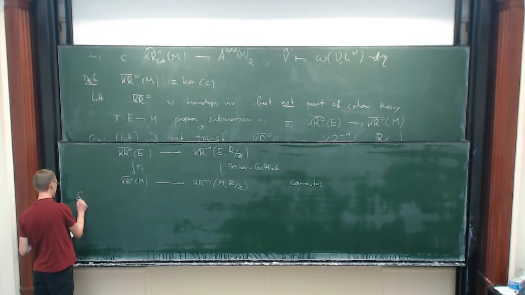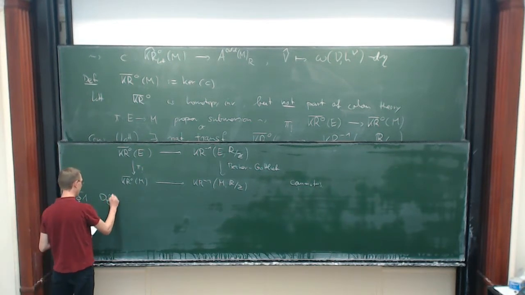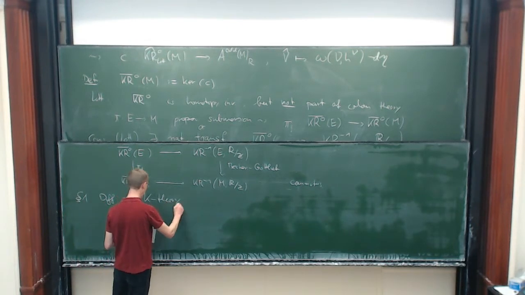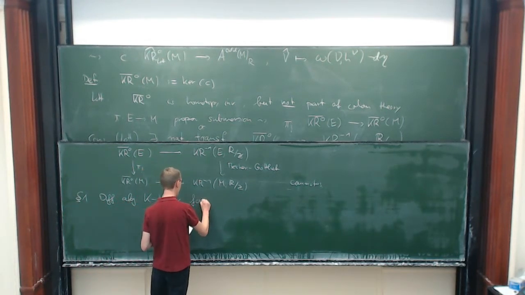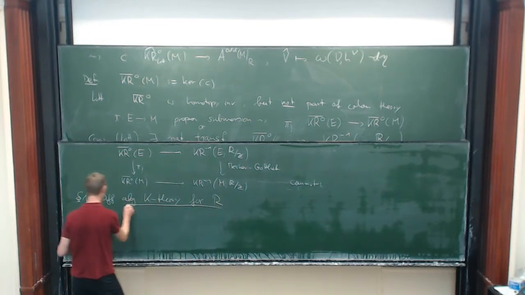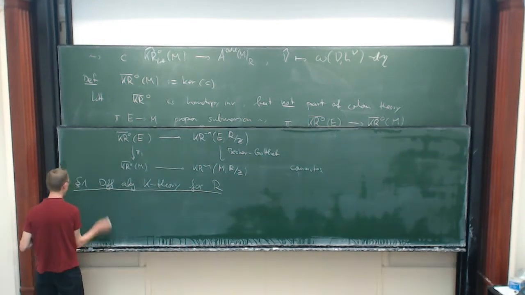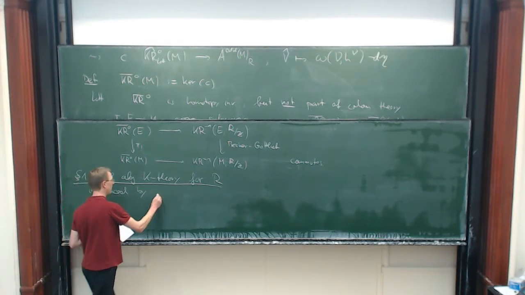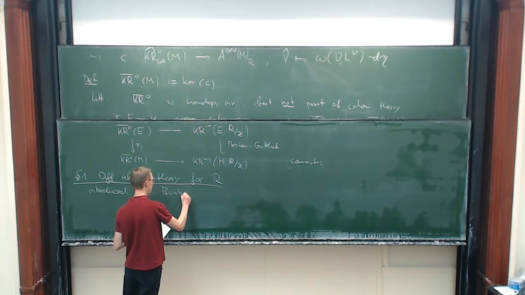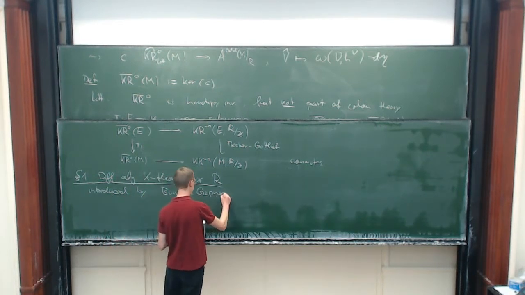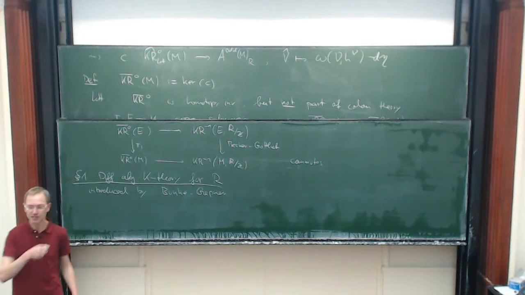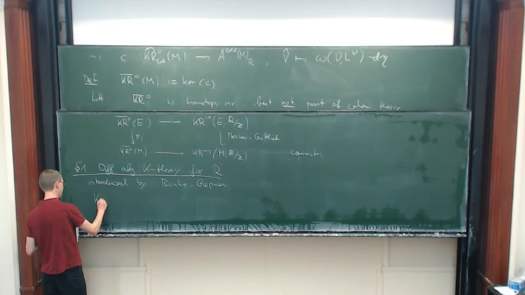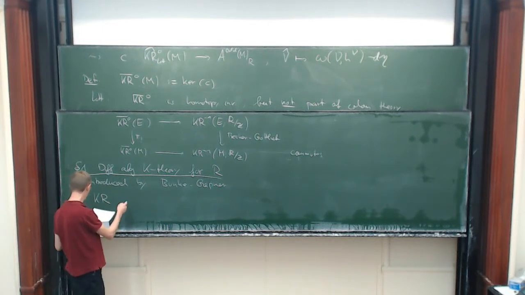Okay, so this is paragraph one now. It's differential algebraic K theory for this ring of integers. And this was first introduced by Bunke and Gebner. I just give you the definition. You have to work a little bit to get this, but I just give you the definition and then deduce some properties.